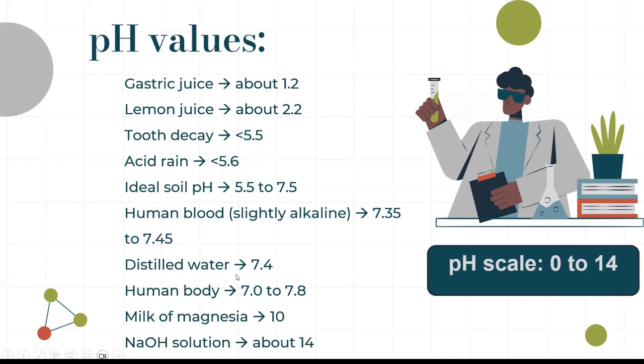Distilled water has a pH of 7.4. Human body 7.0 to 7.8. Milk of magnesia is 10. And sodium hydroxide solution, which is a really strong base, is about 14. And the pH scale ranges from 0 to 14.